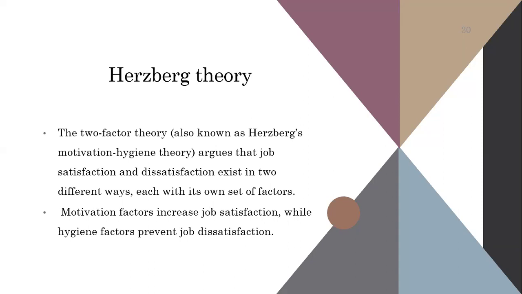The next theory is Herzberg's theory, also known as the two-factor theory or hygiene motivation theory. It argues that job satisfaction and dissatisfaction exist in two different ways, each with its own set of factors. Motivation factors increase job satisfaction, while the hygiene factors prevent job dissatisfaction. Moving on, we'll see what comes under motivation factors and what comes under hygiene factors.